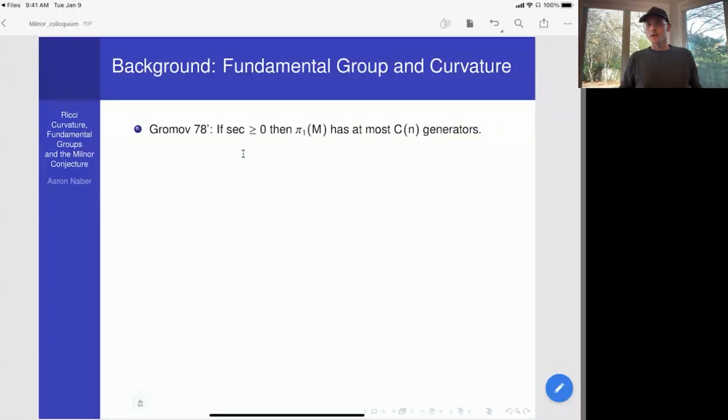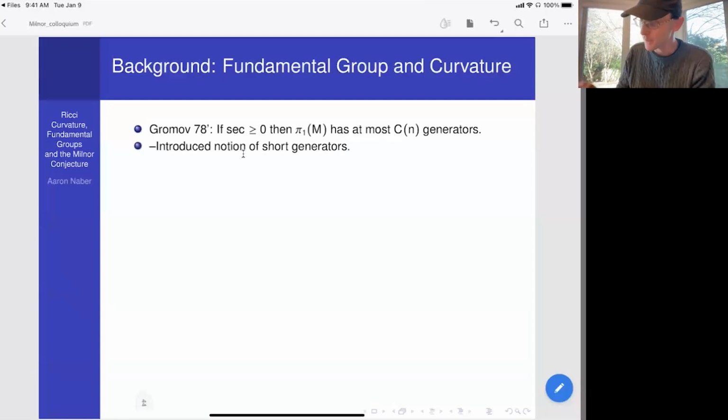Wonderful. Okay. So next, the first real positive result in the direction of all this was by Gromov, who was actually, if I remember my literature correctly, studying bounded sectional curvature at the time, but sort of buried inside this, he proved that if you have non-negative sectional curvature, then the fundamental group has at most a finite number of generators. So in particular, the Milnor conjecture holds for non-negative sectional curvature.